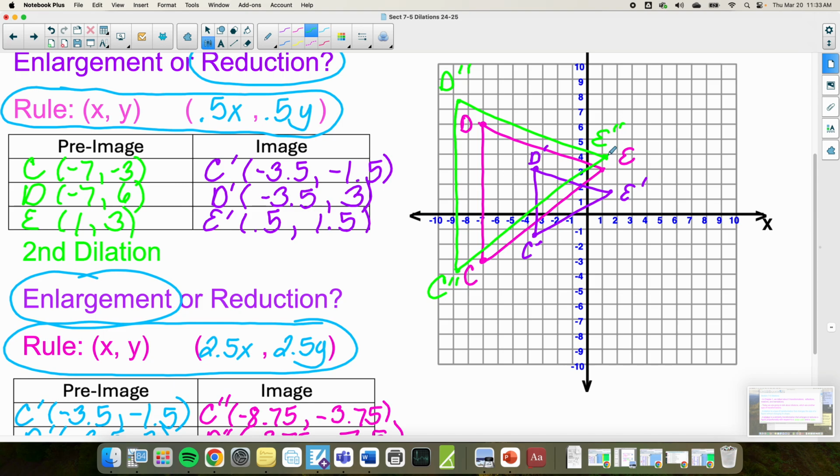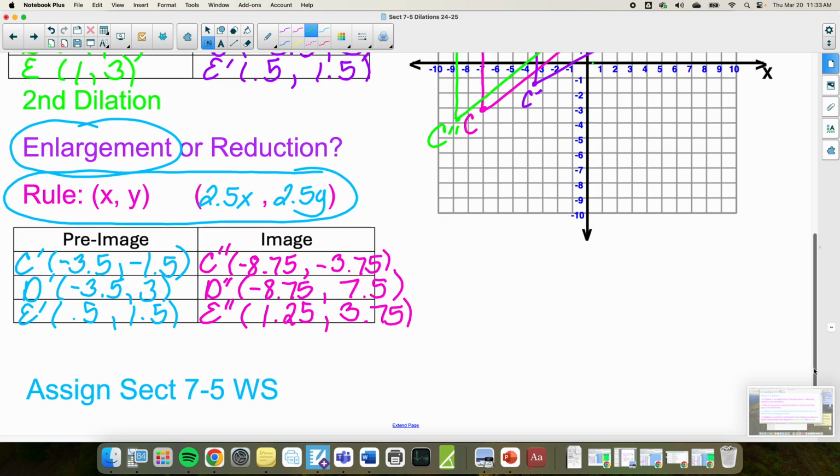And if you kind of wanted to think like, does this make sense? For the first figure, you're looking from the origin to D, and you're checking, does D prime look about half of that? And it does. For the last one, you're gonna look from 0 to your D prime, and you're gonna think from the origin to my D double prime, does that look 2.5 times that? So that's how you can kind of think about that.